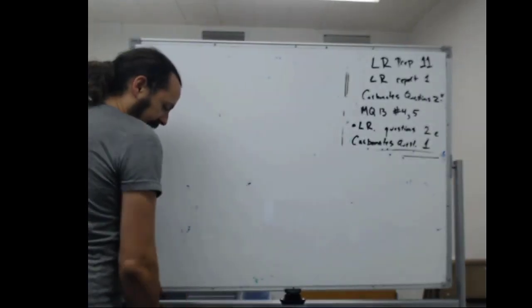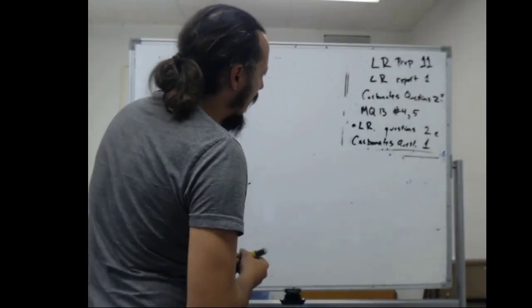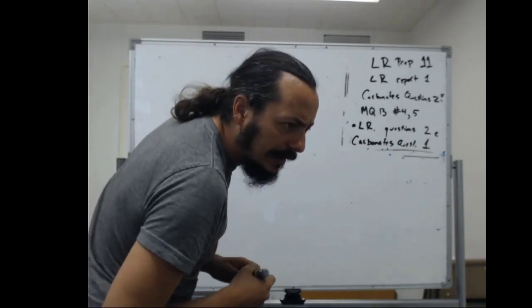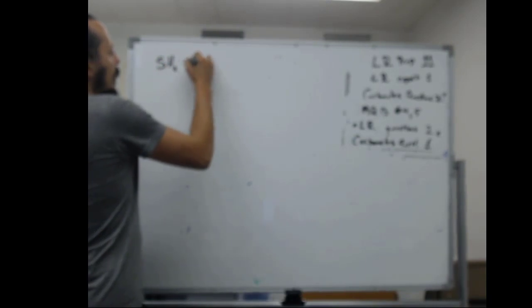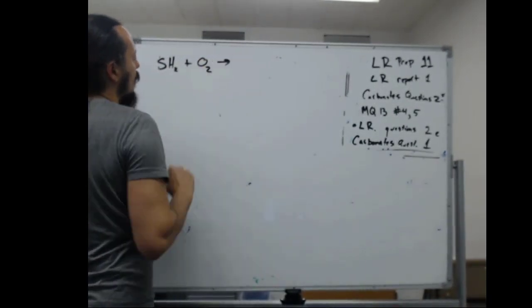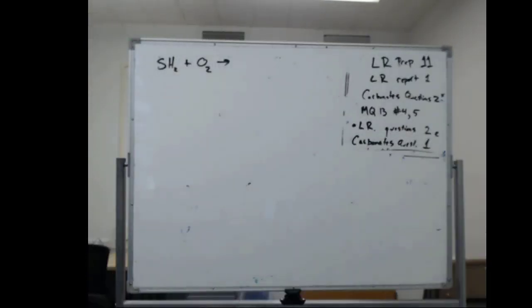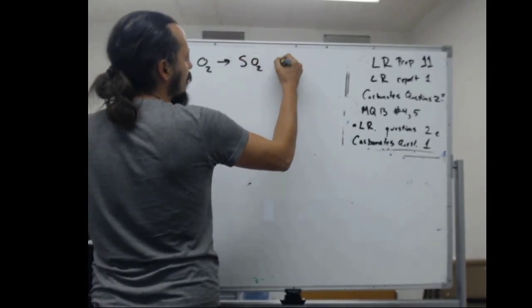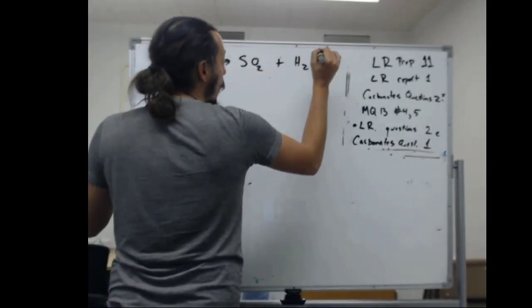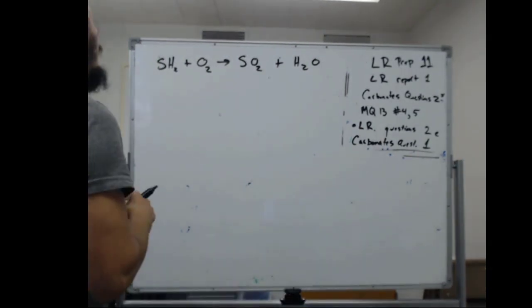So in this problem, we are looking at question 2E. We're looking at SH2 plus O2. Let's see, does it tell us what product to predict? The circle below shows a mixture of dihydrogen sulfide, and it forms sulfur dioxide and water. So we're going to form SO2 plus H2O. And we have to balance this.